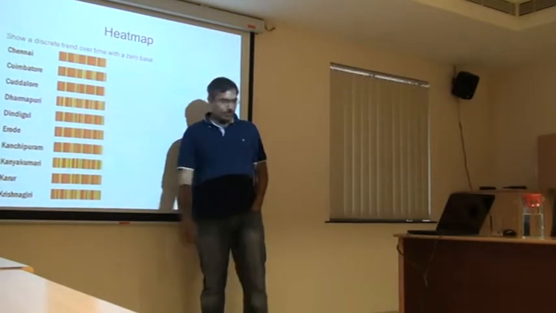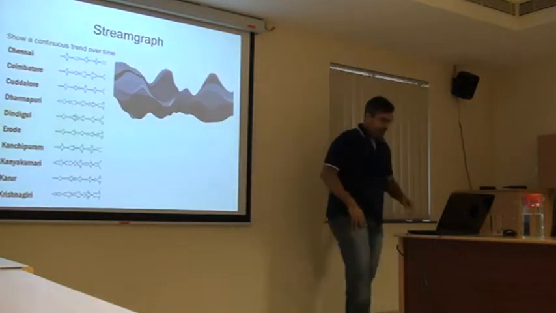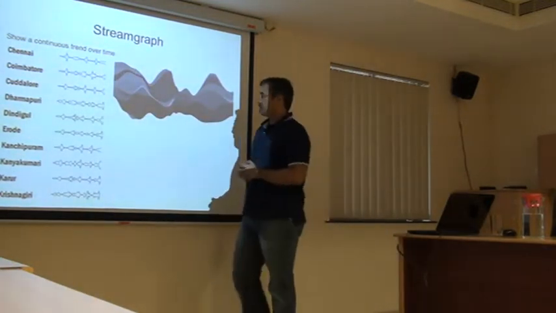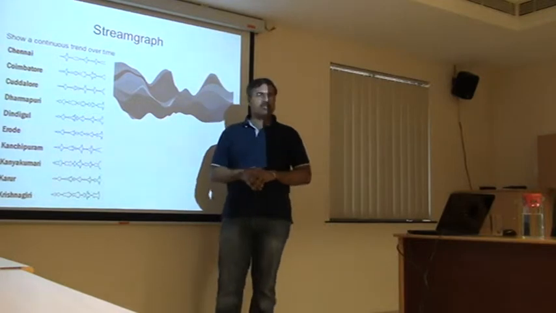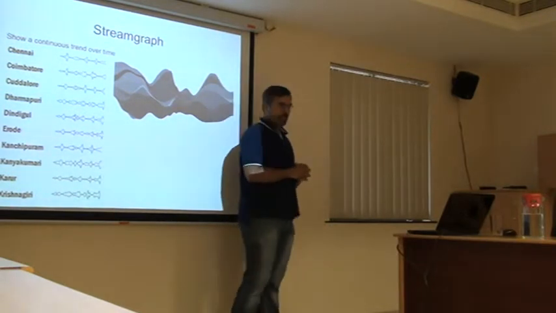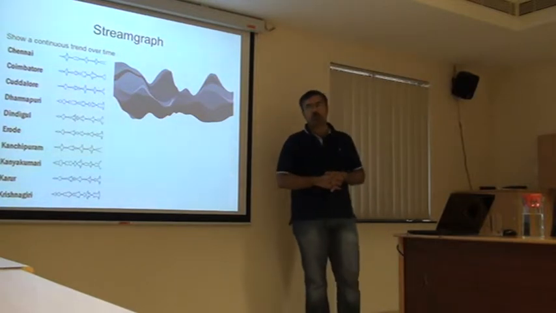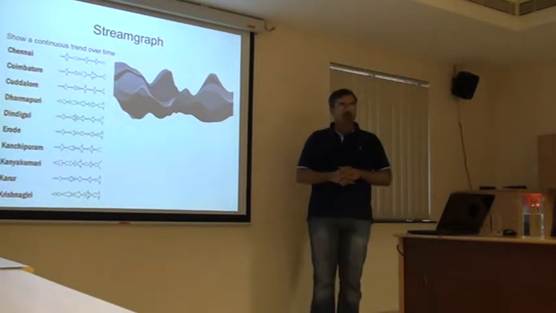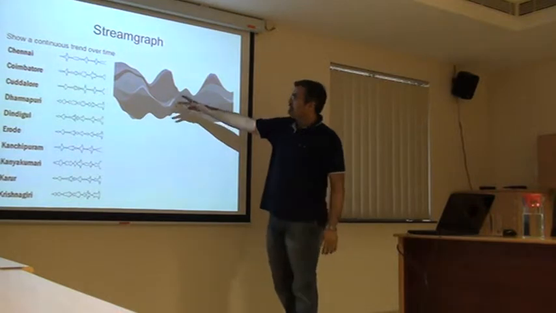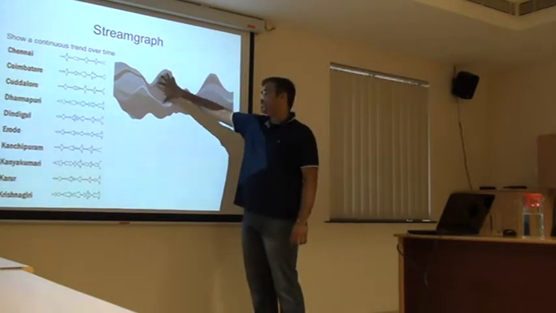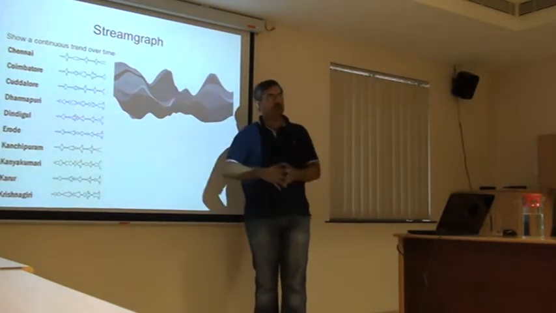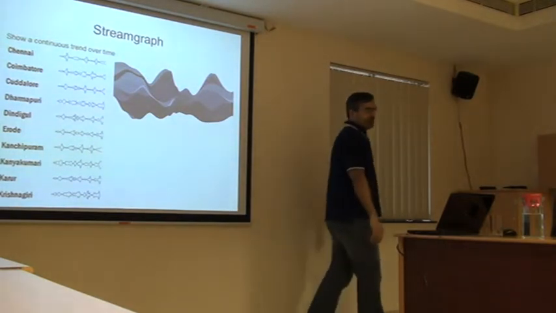So this is another way of doing it, or you could have a stream graph. Now, a stream graph is like an area plot, smoothened out and laid out one on top of the other. And you can see, so these are in fact words on Twitter, and you can see at what time which word on Twitter became bigger, which word on Twitter became smaller.